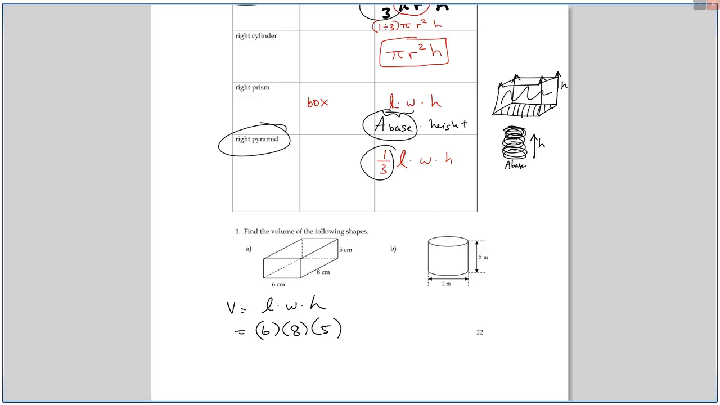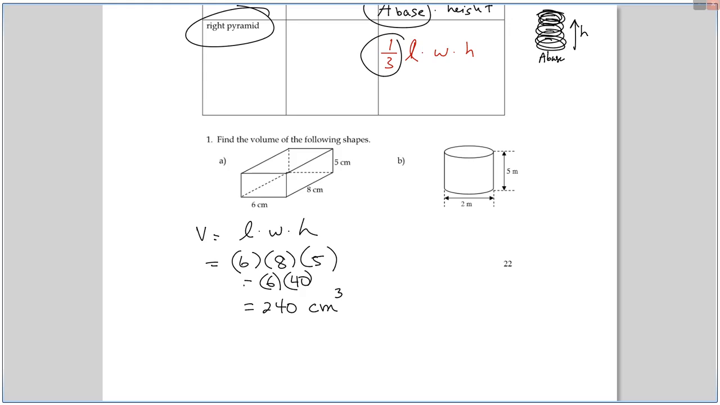Okay, 8 times 5 is 40. 6 times 4 is 24, so this is 240. And the unit is centimeter cube. So this is the difference now in volume. The unit changes now to 3 dimensions. Now we can jump into cylinder.